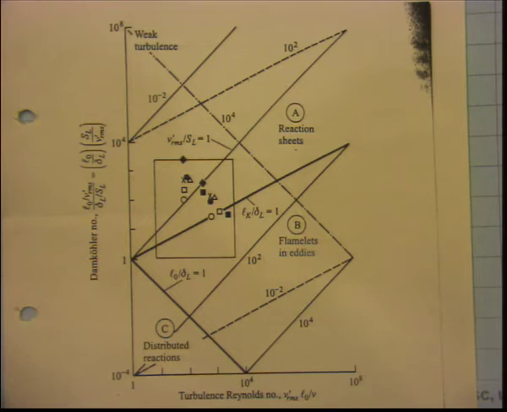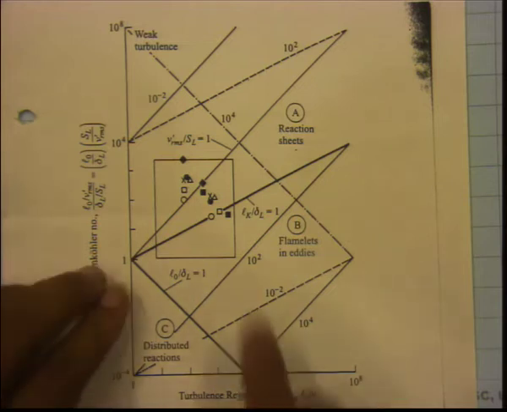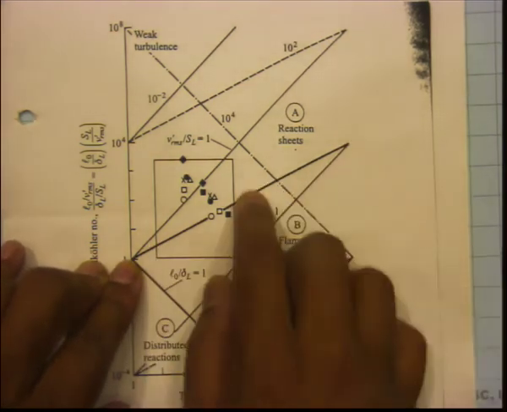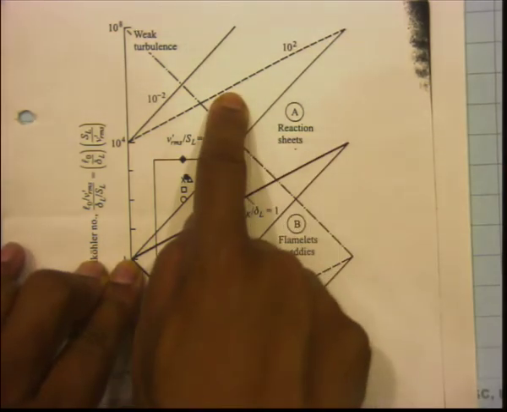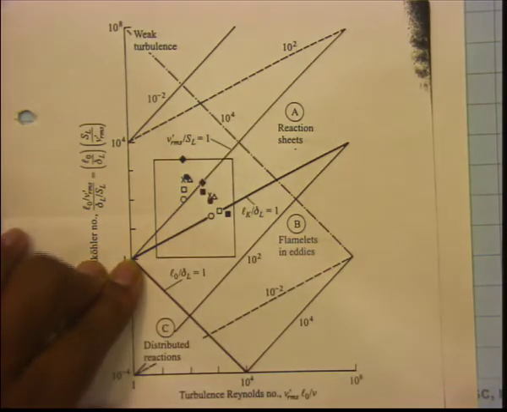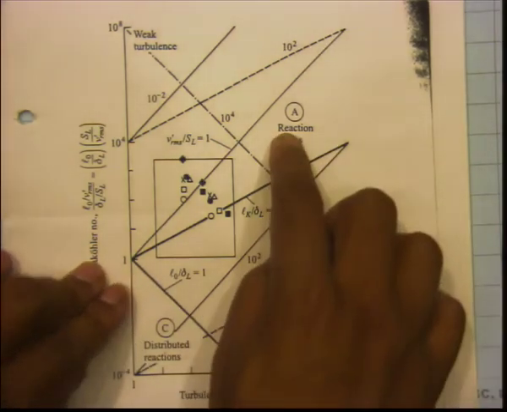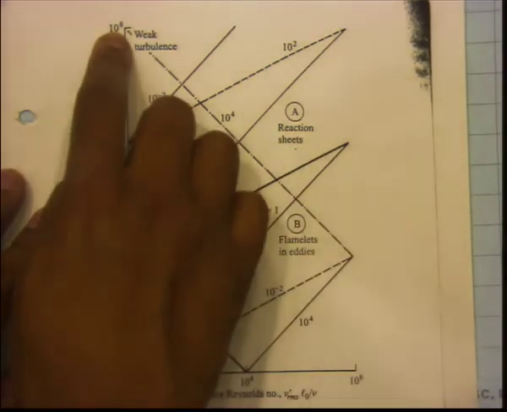So, we understand that much, but we also see that the regimes depend on the Damkohler number and also the turbulence Reynolds number. Mechanically we can understand that this is Lk by delta L, so above that is the wrinkled reaction sheet, right. But if we observe closely, we also understand that we get wrinkled reaction sheets if the Damkohler number is high.